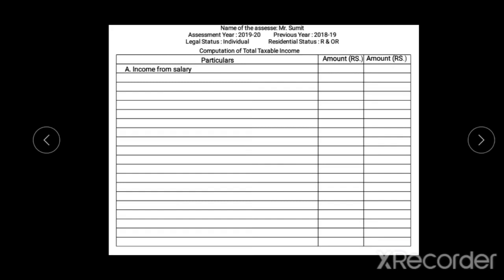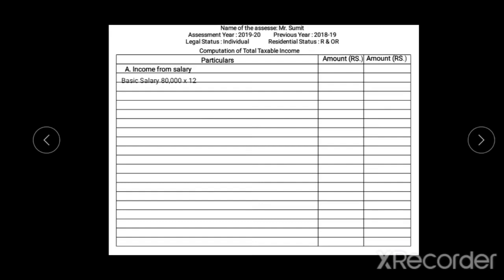Next one, income from capital gain, and next one, income from other source. So these all are the five heads of income. In this sum, what are the things given? Only two heads of income are given. First one is income from salary and second one is income from house property. So we are going to record only two heads of income.